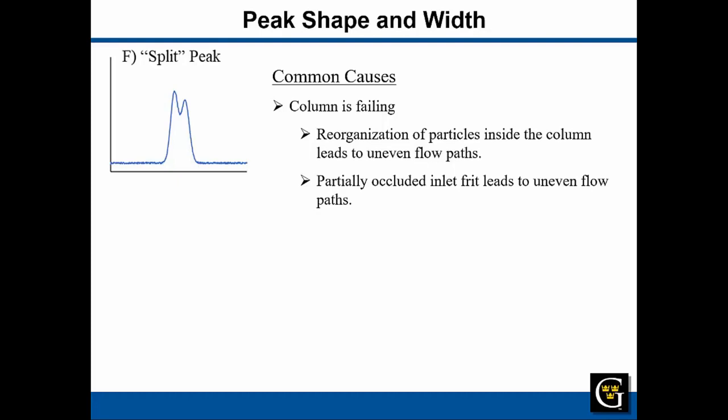We can also have, like was shown a few slides ago, a partially occluded frit, especially on the inlet side, can lead to uneven flow across the radius of the column, and this can lead to a split peak shape like this as well. So in a case like this, replacing the column even temporarily to see if all columns in a system produce this kind of peak shape, or if this peak shape is unique to a particular column, can help us diagnose whether a split peak like this that we see is related to the column itself.